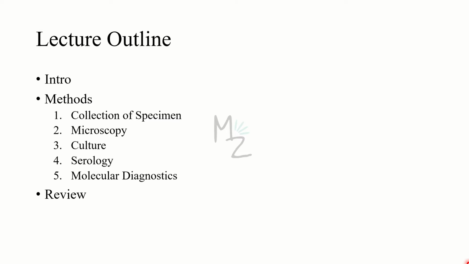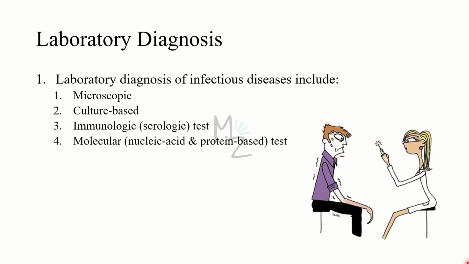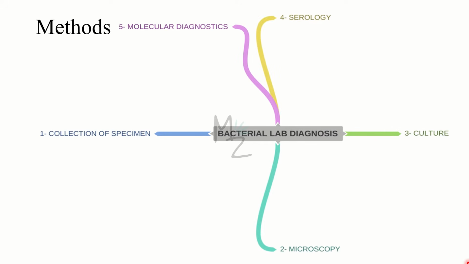Lecture outline. I've introduced you guys to the bacterial lab diagnosis. Now we are going to have a deep look at the methods, and at the end, as usual, we'll review the lecture. Laboratory diagnosis. The laboratory diagnosis of infectious diseases includes microscopic, culture-based, immunologic or serologic, and molecular methods, which include nucleic acid and protein-based tests. Bacterial lab diagnosis involves the following methods.